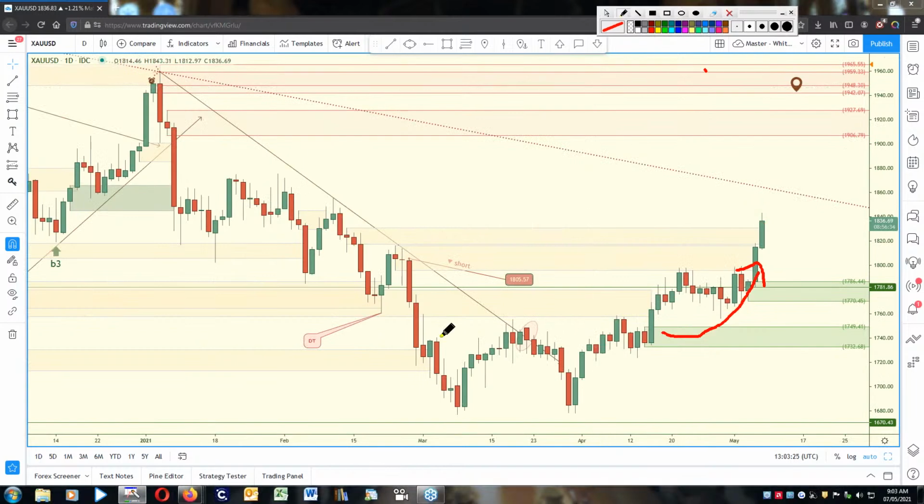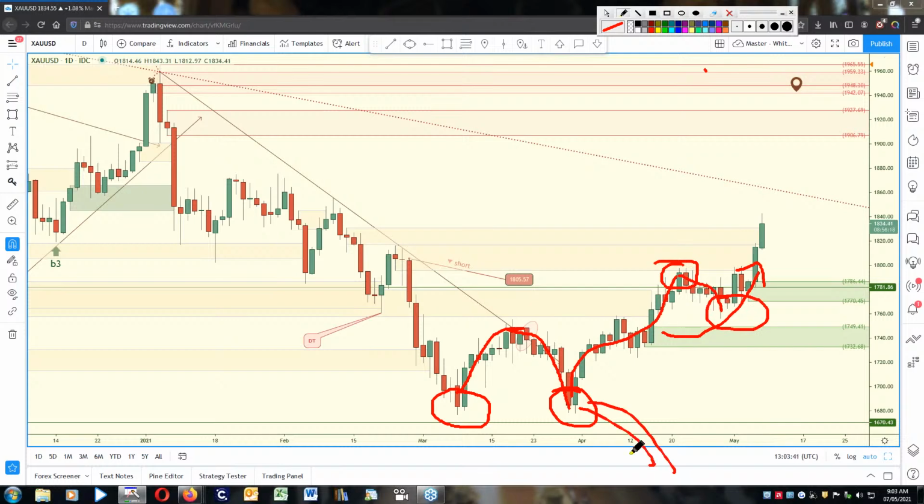They were in long here. They got shaken out of those longs. Then they started getting in short here. And then they were long here. And then they got shaken out. And then they were short here. So here they thought it was going to drop. And here they thought it was going to drop. And they just keep on getting it wrong.